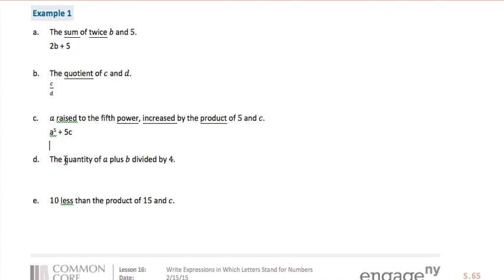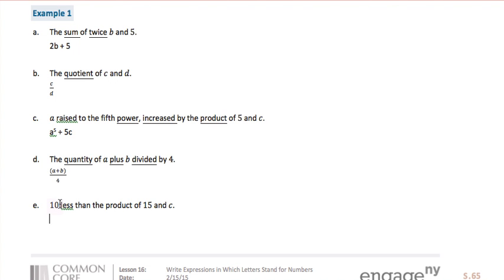In D, we have the quantity of. Quantity, remember, tells us we need some parentheses. Of a plus b, there's an operation, which is addition, divided by 4. So we have a plus b, quantity, divided by 4. Now, I didn't put this in parentheses, but I'm going to go back and put it in parentheses just because at this stage in our understanding, we might not realize that we have to do a plus b first.